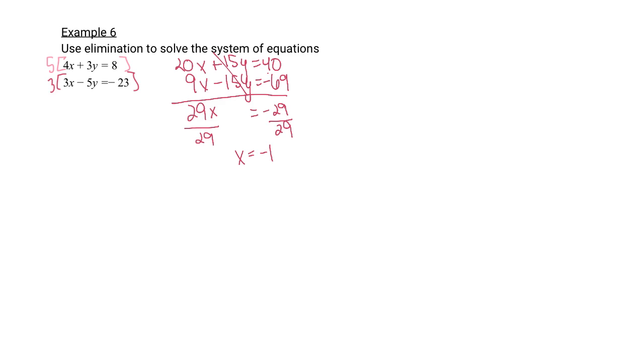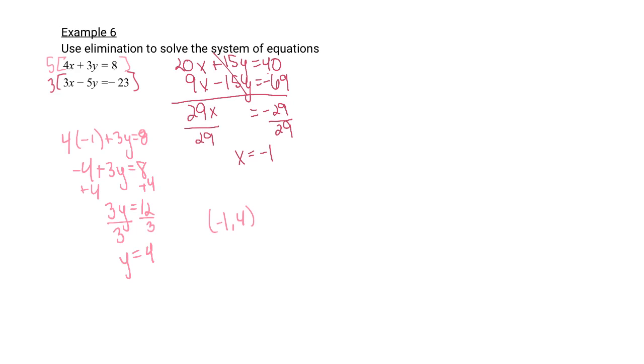I can plug -1 into the first equation here. 4 times -1 plus 3y is 8. That's -4 plus 3y is 8. Let's add 4 to each side, and I get 3y is 12. Divide by 3, y is 4. So there's our solution, -1, 4.